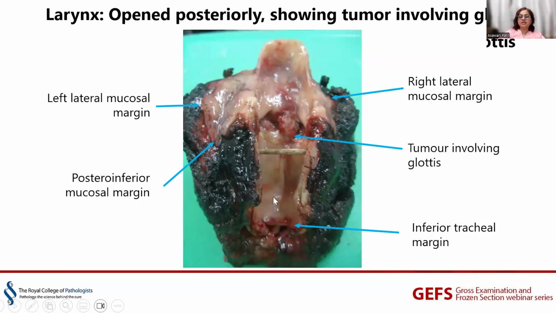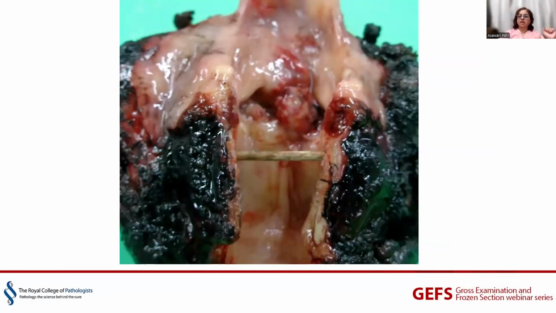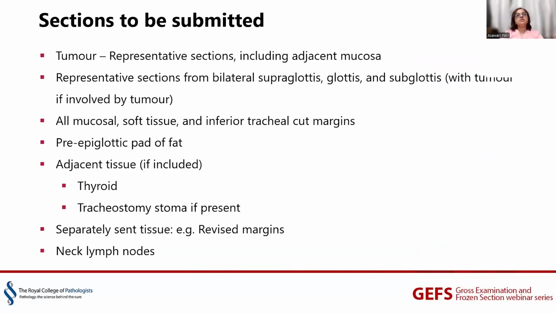So for bilaterals, right supraglottis, glottis, subglottis, left supraglottis, glottis, subglottis, and with the tumor, and even if they are not involved by the tumor, we have to submit all the sections. So sections to be submitted: tumor with representative sections from bilateral supraglottis, glottis, subglottis. This is for total laryngectomy.